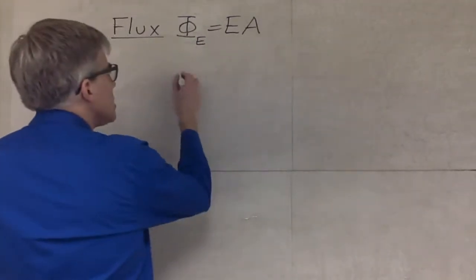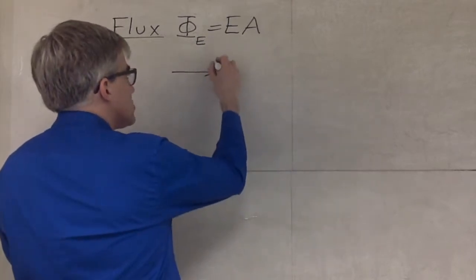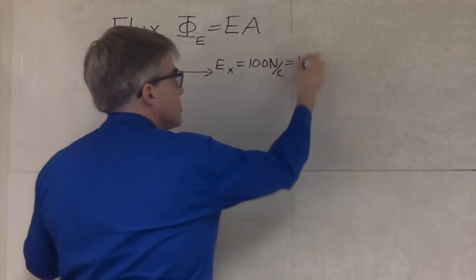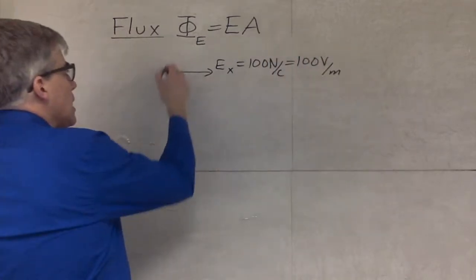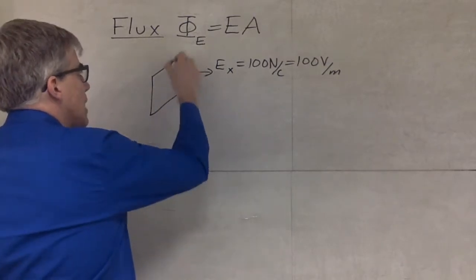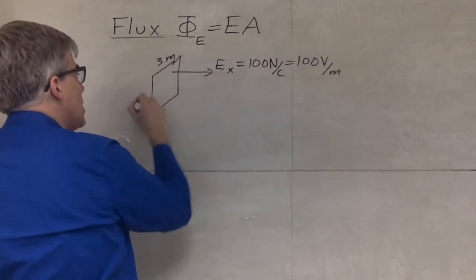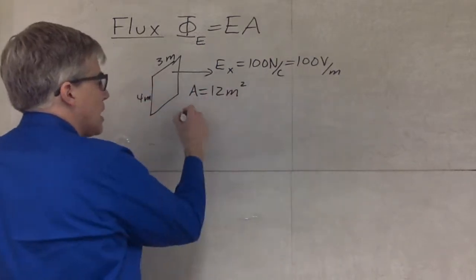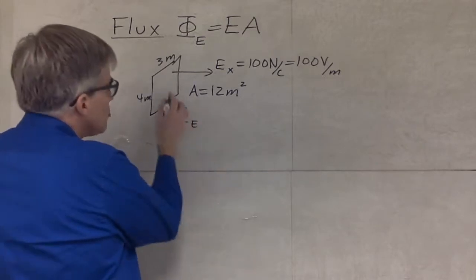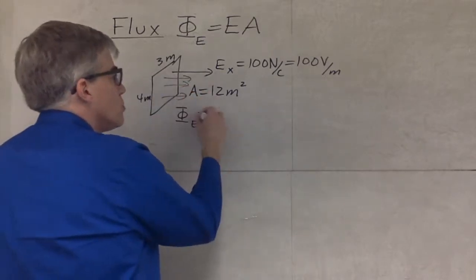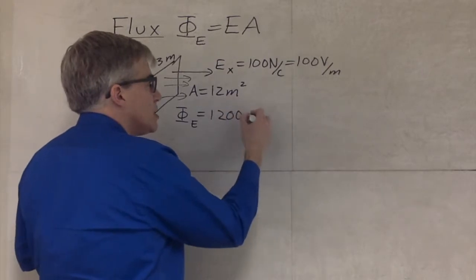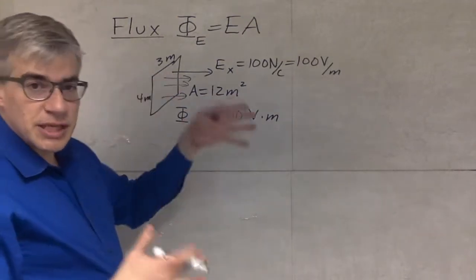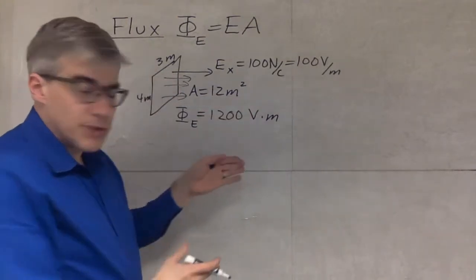What area? Well, if you have an electric field, say, pointing in the positive x direction, Ex is 100 newtons per coulomb, which is the same thing as 100 volts per meter. And perpendicular to it, you had a rectangle that was, say, 3 meters wide and 4 meters tall. That area would be 12 square meters, and your electric flux pointing through this surface would be 1200 volt times meter when you multiply those units. So that's an example of electric flux through a flat surface.